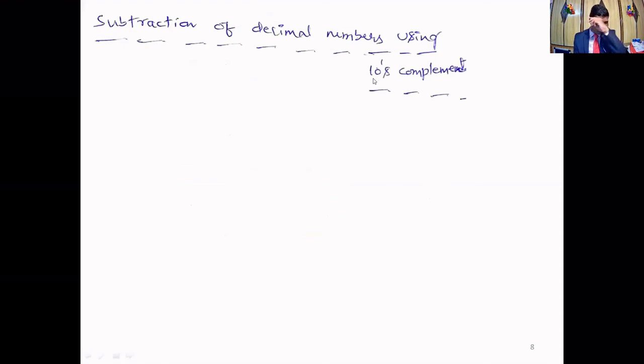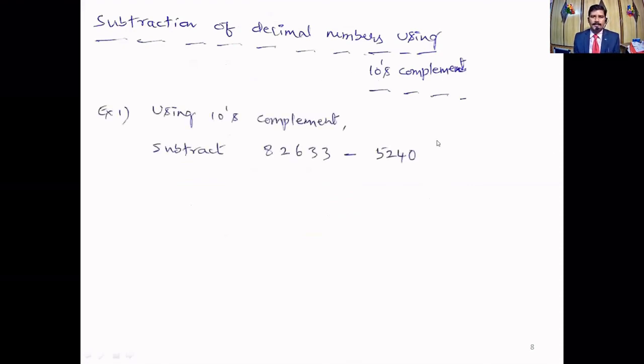Let us see subtraction of decimal numbers using 10's complement. Using 10's complement, subtract these two given decimal numbers. Now how do we find this? Let us say it is m minus n. Find the 10's complement of n and add it to m. That's all.